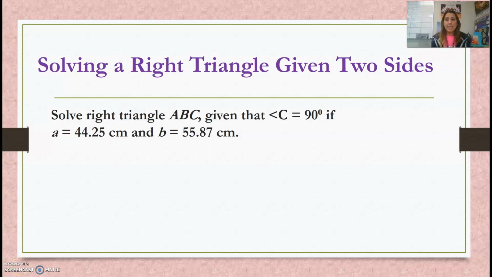All right, functions class, this is a problem that we started with today, and I want to make sure that we are still able to do it. So go ahead and hit pause and try to do this.